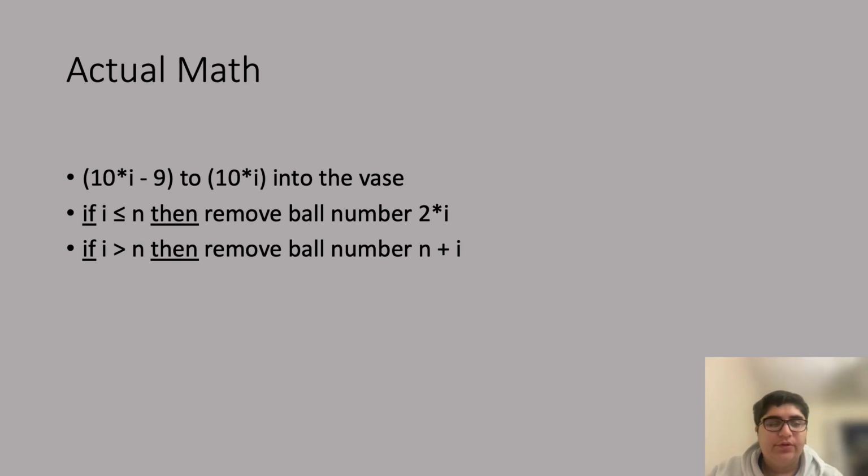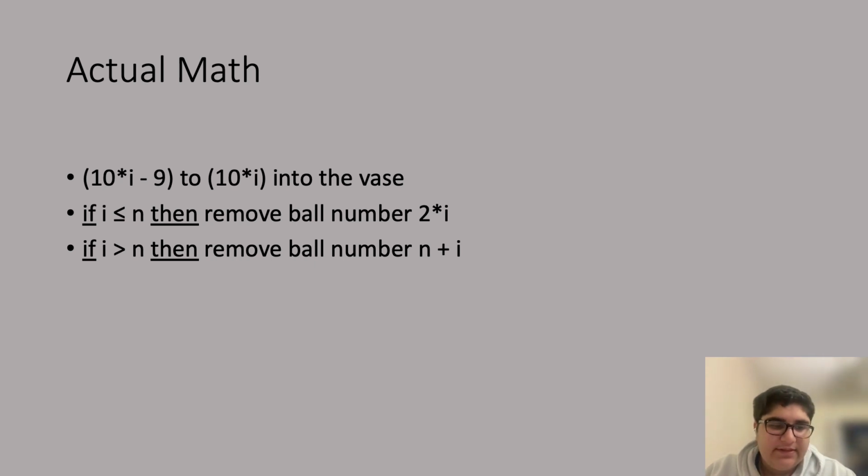Now, what if we want to prove that the vase is empty? So, if the vase is empty, we use the second equation right over here, where I is always greater than N. Our desired outcome is 0 right here, and I will always be greater than 0, because you can't have a 0 ball. So, when I is greater than 0, then remove ball number N plus 1.